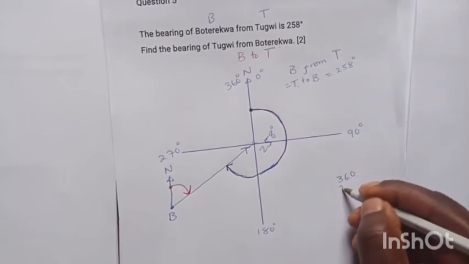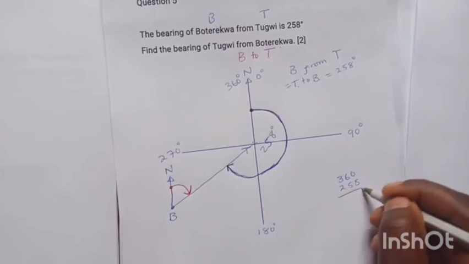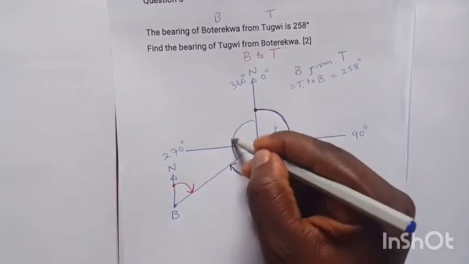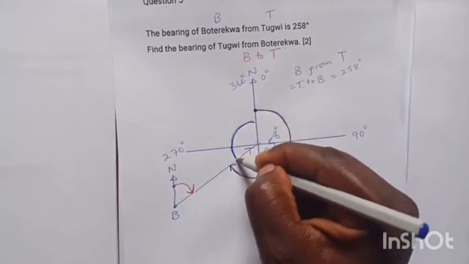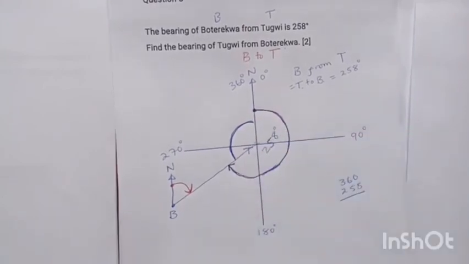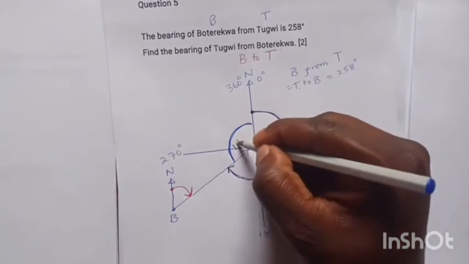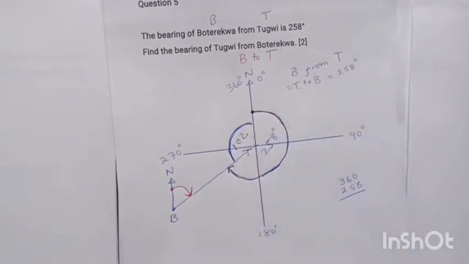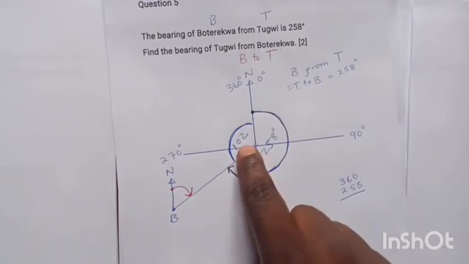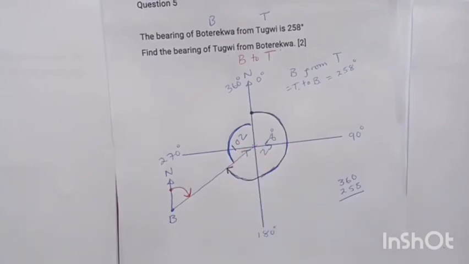360 minus 258. They give me this reflex interior angle of T. Right. So 360 minus 258, you get 102. So this angle is 102 using complete revolution. Right. So 102 degrees, and this red arrow, they represent what we call allied angles. Remember, allied angles add up to 180 degrees.